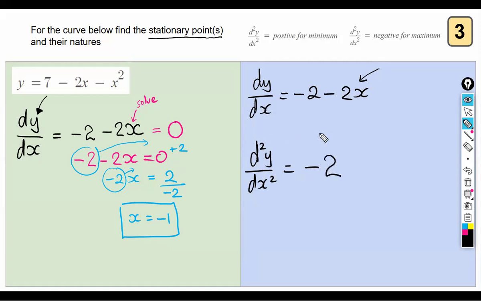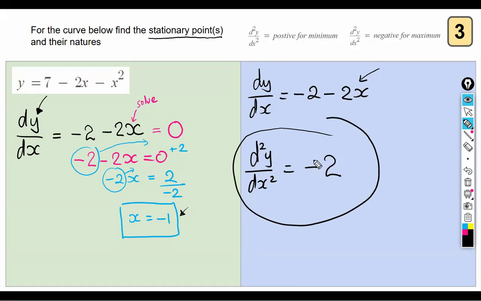-2. You see this guy here? The d squared y dx squared, he is the decider. He is the one that says, hey, you see this point here? I will tell you whether he is the maximum or a minimum. So you notice when we differentiated it, we got -2.